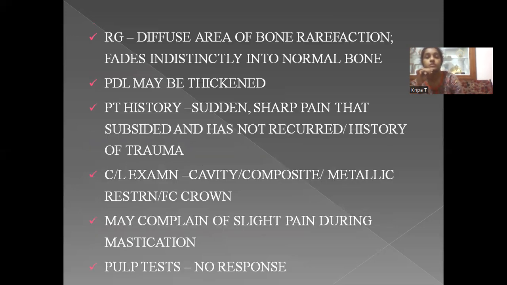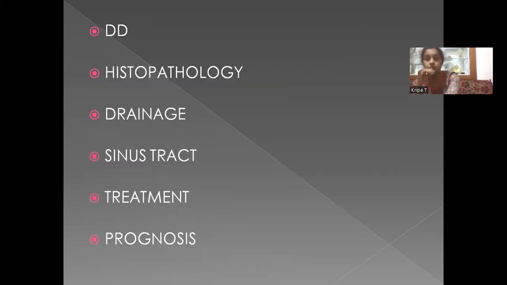In radiographs, you see a diffuse area of bone rarefaction, and the periodontal ligament will be thickened. The patient gives a history of sudden sharp pain that subsided and has not recurred, or maybe a history of trauma. On clinical examination, you can sometimes see an open cavity or something which was restored, maybe a crown. The patient may complain of slight pain while masticating. The pulpal test will be non-responsive.